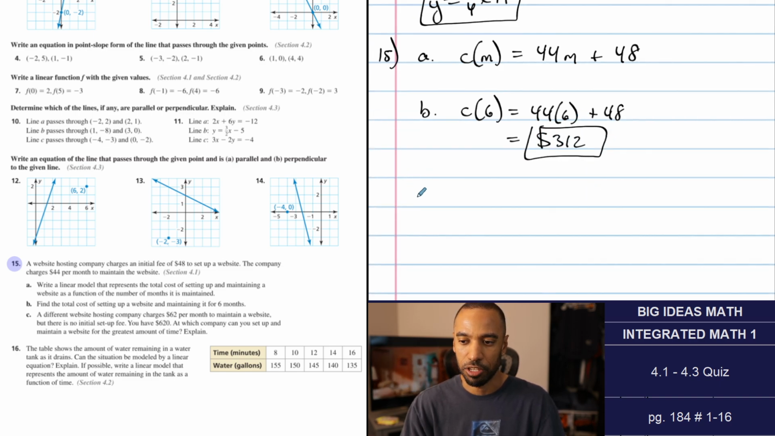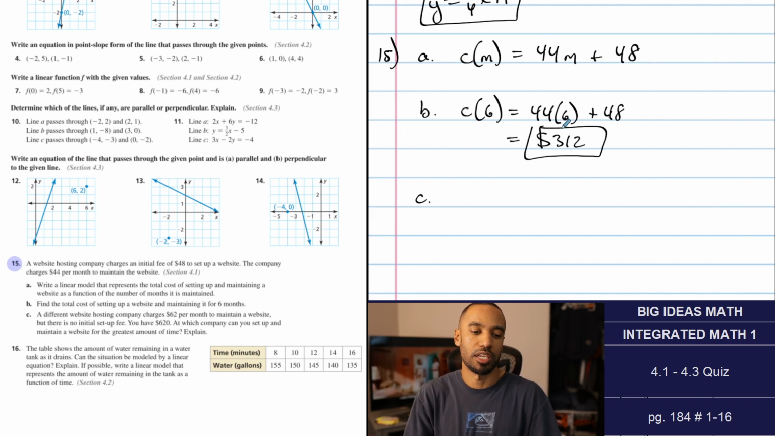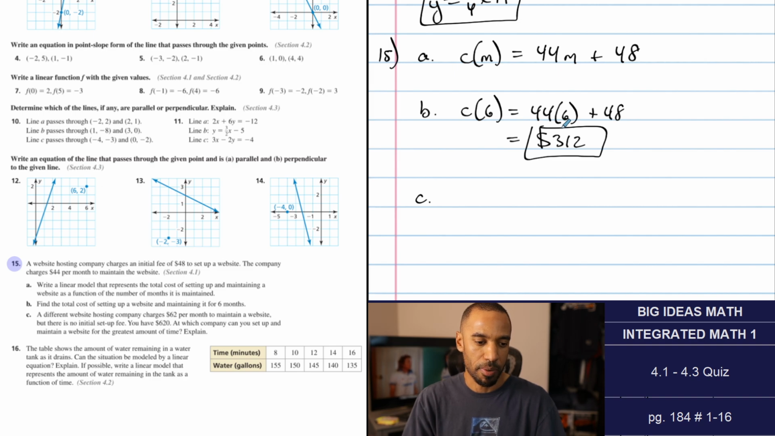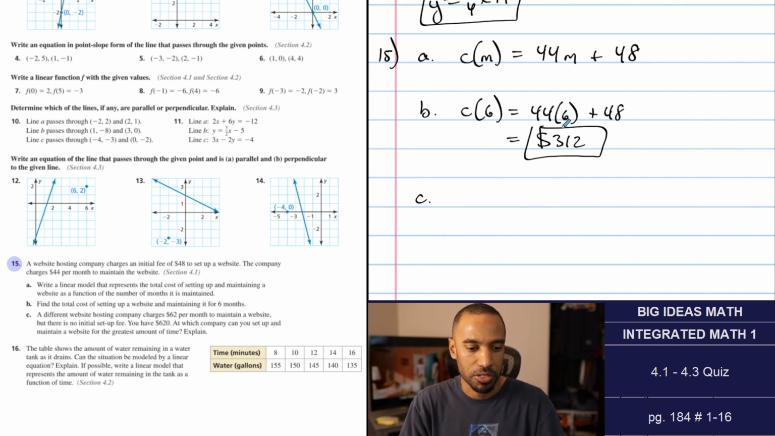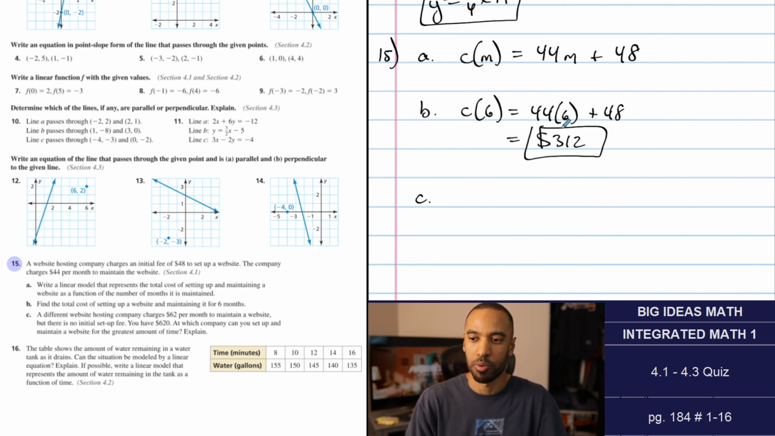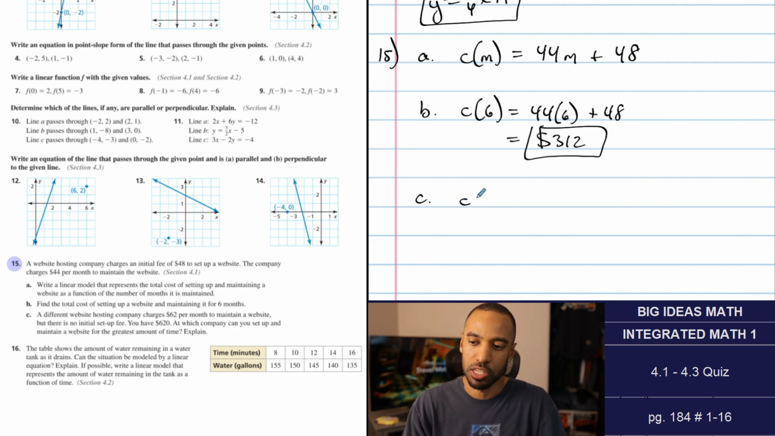Substitution, calculation, evaluation. Yeah, I already know what it is. Part C says a different website hosting company charges $62 per month to maintain a website, but there is no initial setup fee, and you have $620. At which company can you set up and maintain a website for the greatest amount of time? Explain. Let's first start with this company here still.